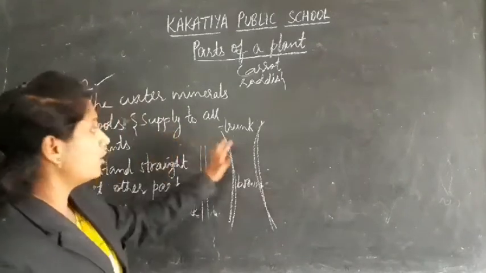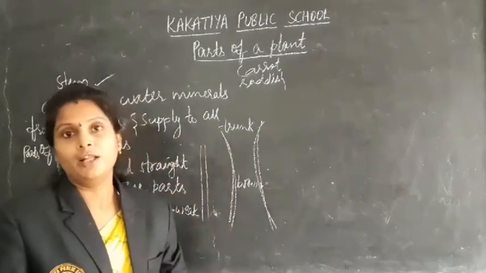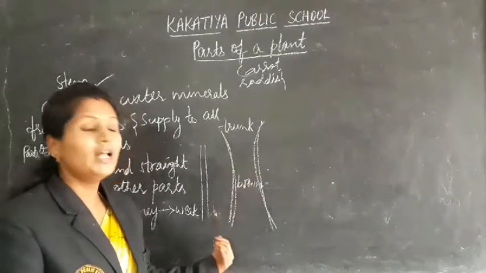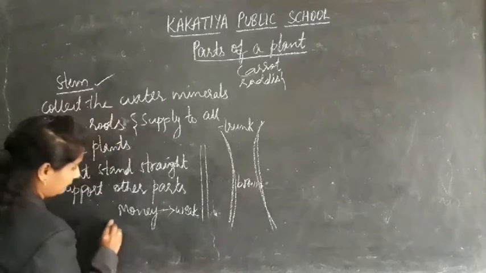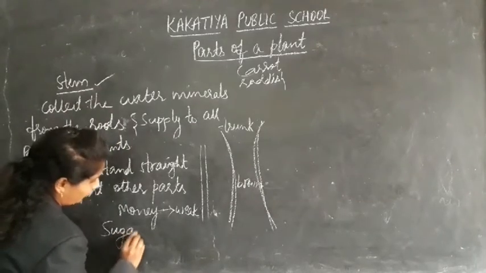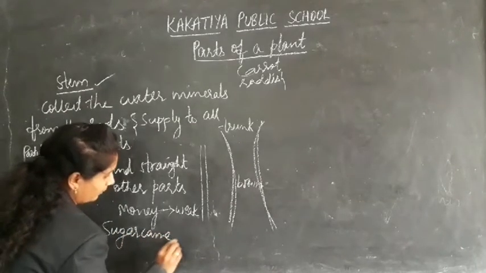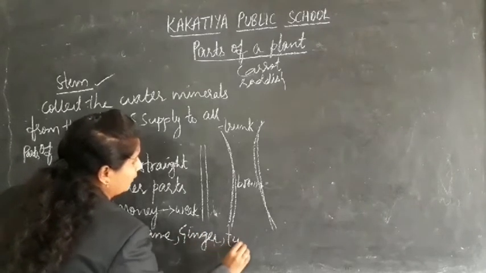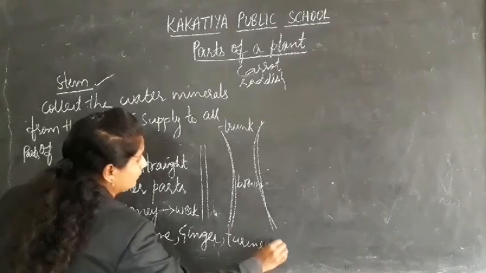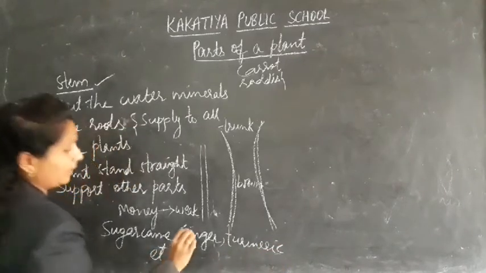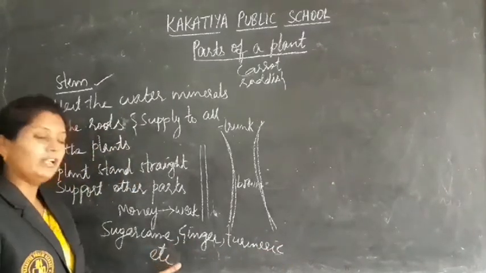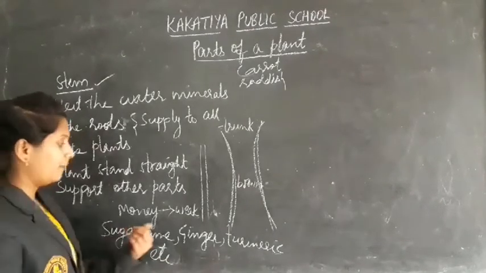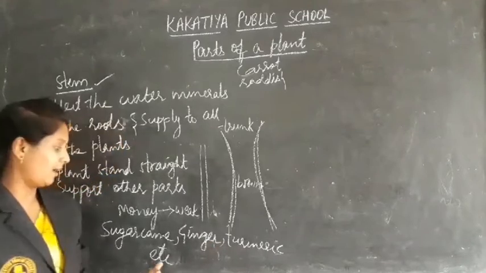Coming to the stem, some plants also store their food in the stem, for example: sugarcane, ginger, turmeric, etc. Garlic, onion.